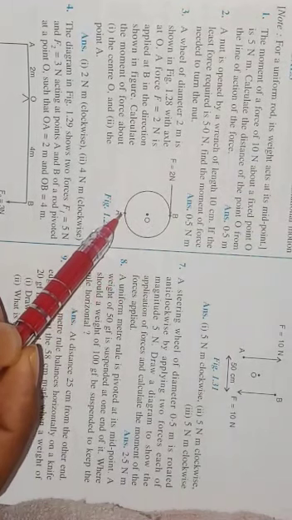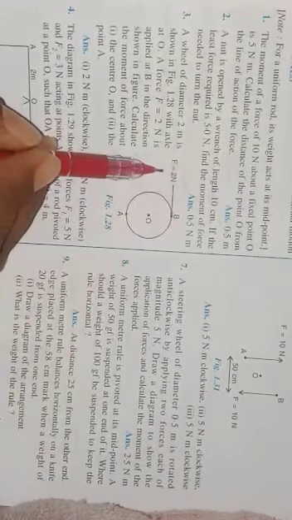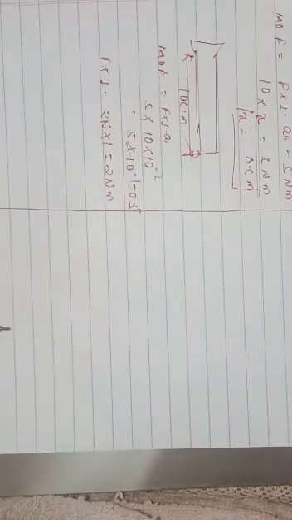Okay. And the next question asks, what is the moment of force about this point A? What is the length from A to B? It is the diameter, which is given 2. Force is given 2. So force into perpendicular distance is 2 into 2, which is equal to 4. So the second answer is 4 Newton meter.